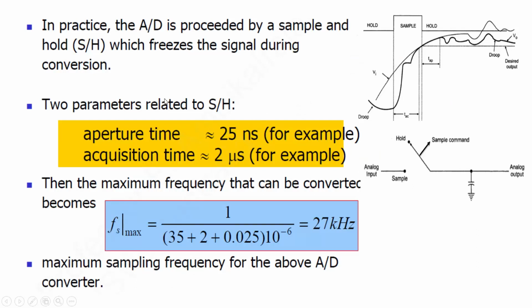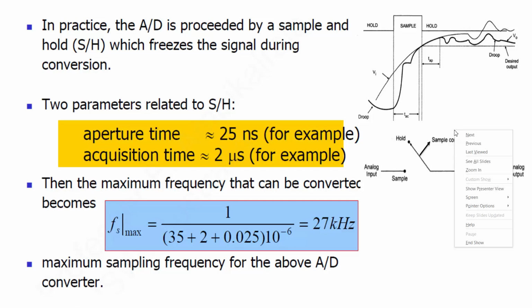Now, in practice, the A to D converter is preceded by a sample and hold circuit, which we have already seen, which freezes the signal during conversion. This is the simple diagram of a sample and hold circuit. In this, the switch in this position is the sample position, and once this switch opens, it is the hold position, and this is the capacitor. I have already explained. There are 2-3 important parameters which we need to look at for a sample and hold circuit.